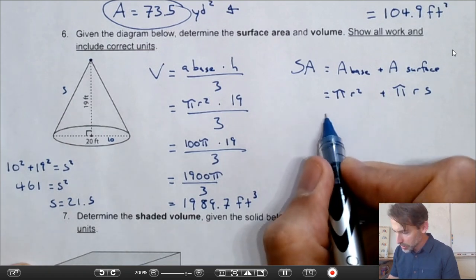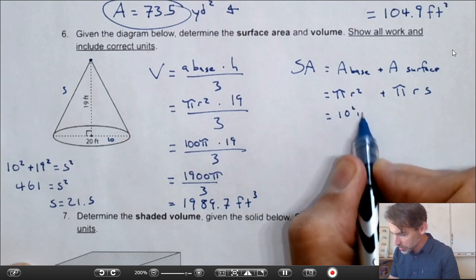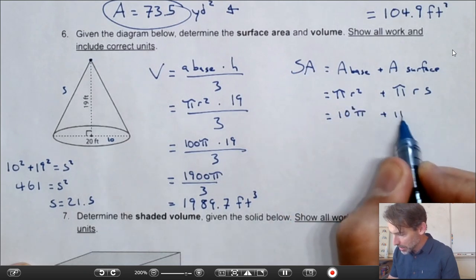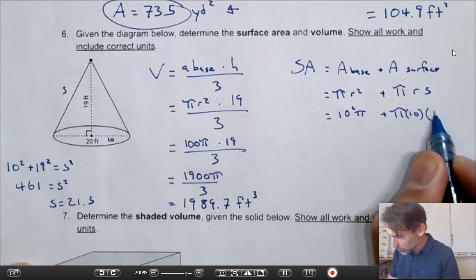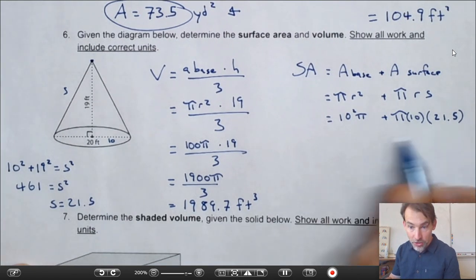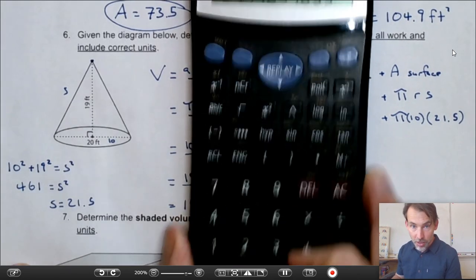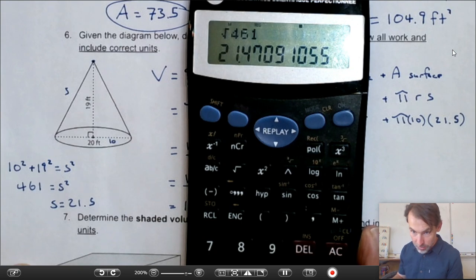Okay, so this is equal to 10 squared times pi plus pi times 10 times that weird number 21.5. But I'm not going to use 21.5. I'm actually going to keep this number on my calculator and not use the rounded version for my calculations. Very good habits, Mr. Jennings.